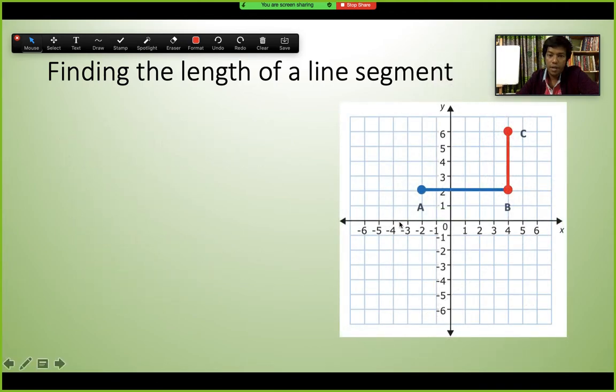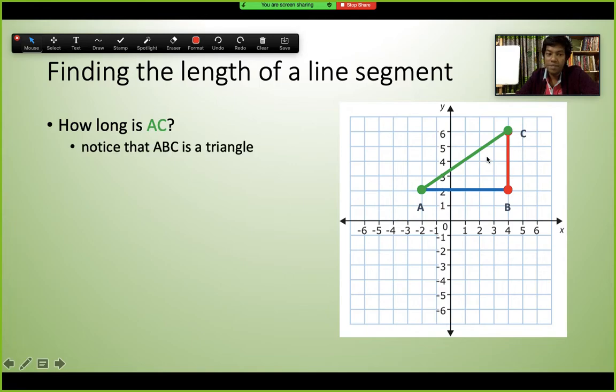Find the length of a line segment. So now see, we know the distance here and the distance here. Now the question is, what is the distance here then? How much is the distance from this corner to this corner? Now we cannot count the boxes. So how can we find out the distance here? So here comes that formula.